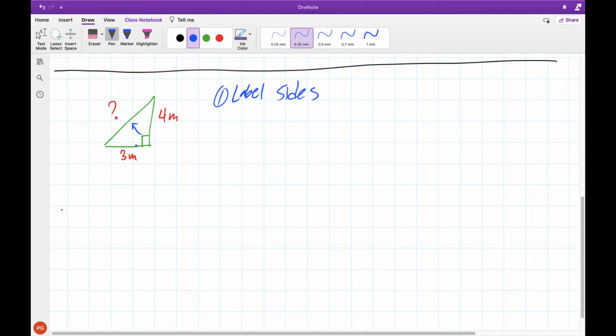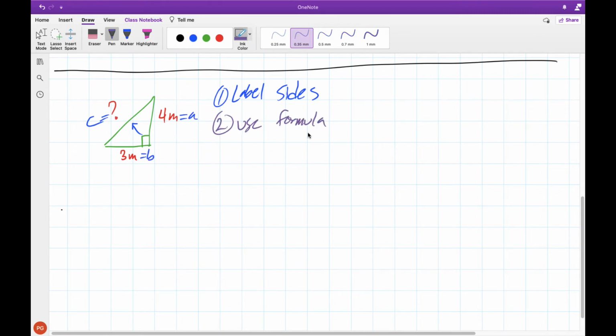The only one that's super important to label correctly is this one right here. This is our hypotenuse. That one is always C, the one that's across from our right angle. And then for these two, you can call one A and one B. It doesn't really matter which. Just don't call them both the same letter.